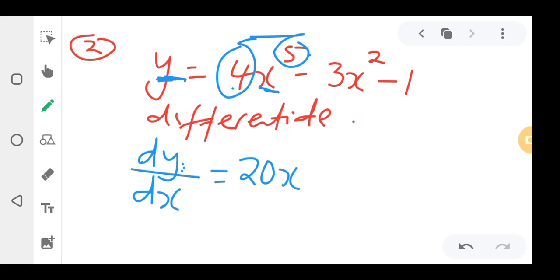X to the power what? 5. But you said to the power you always subtract 1. Minus. That minus there comes here.